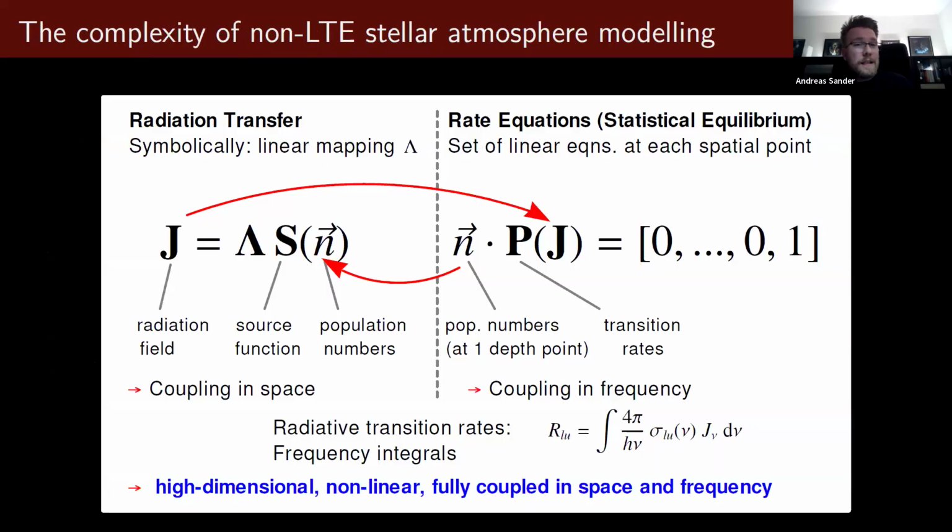And as I just mentioned, you need this iteration, so you don't have to do all of this just once. You iterate between the radiative transfer and the rate equations, symbolically written as: the radiation field uses an operator Lambda working on the source function that includes the population numbers. In turn, you need to calculate the population numbers by solving this high-dimensional system of equations with an almost block-diagonal matrix P. This P is a transition rate matrix including radiative and collisional transitions, and of course in the radiative transitions you have the radiation field back, so you have a high-dimensional nonlinear system fully coupled in space and frequency.